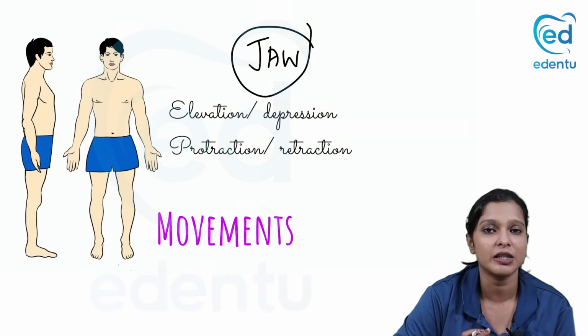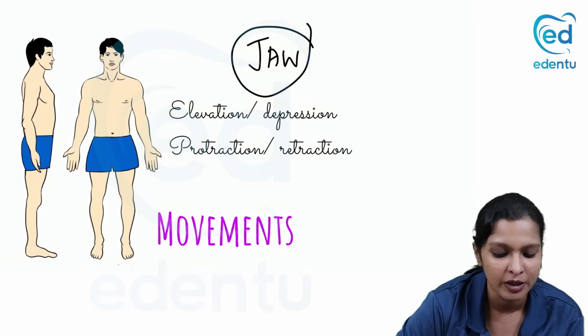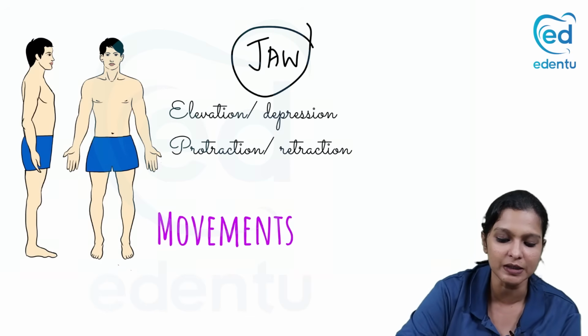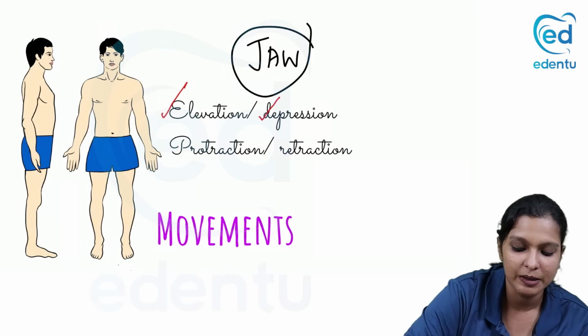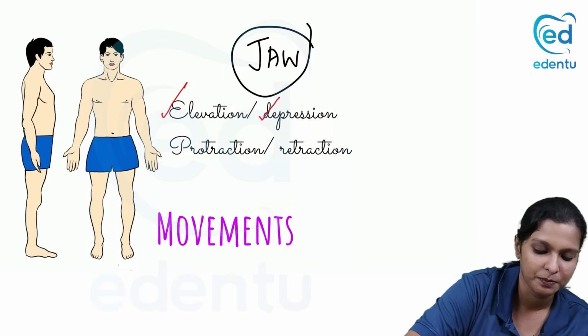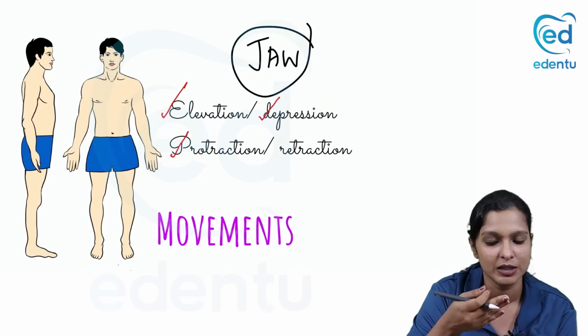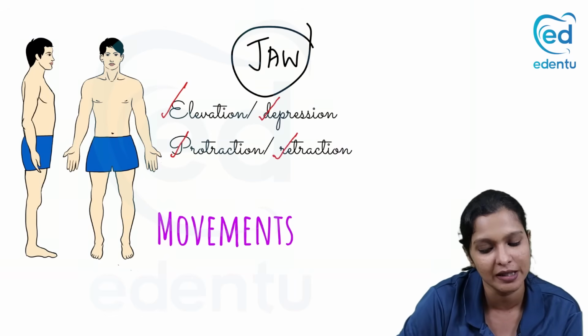Then we will move on to just the jaw, because you will be reading about the temporomandibular joint. We might as well see what all movements happen there. The first is elevation. That means closing of the mouth. Depression is opening of the mouth. Protraction is when the lower jawbone comes forwards. When it goes back to its place, it is called retraction.